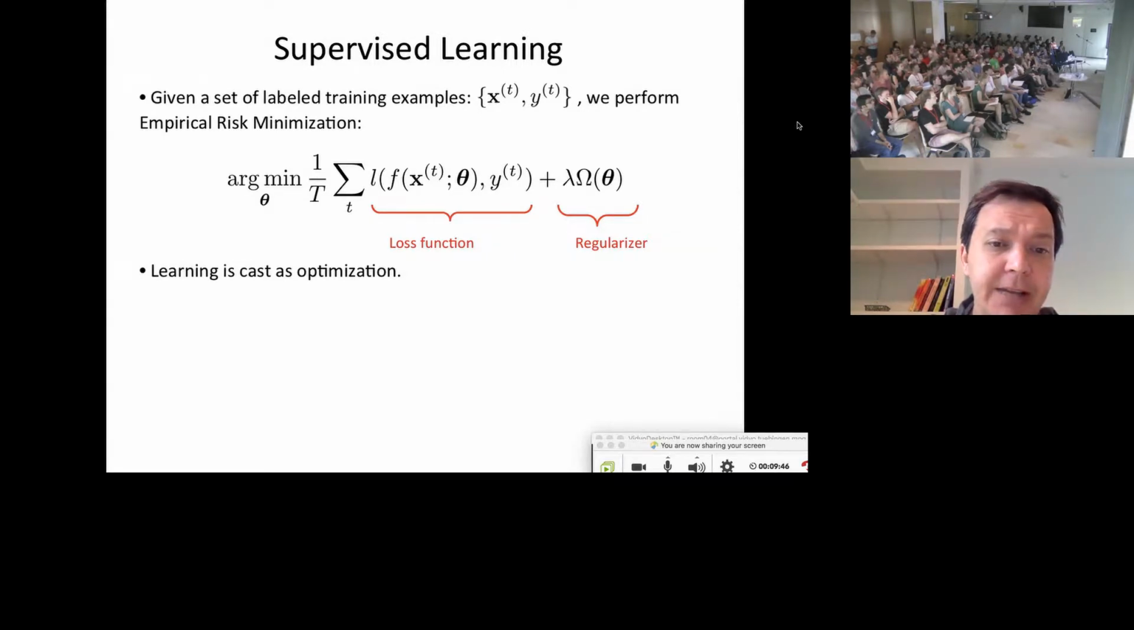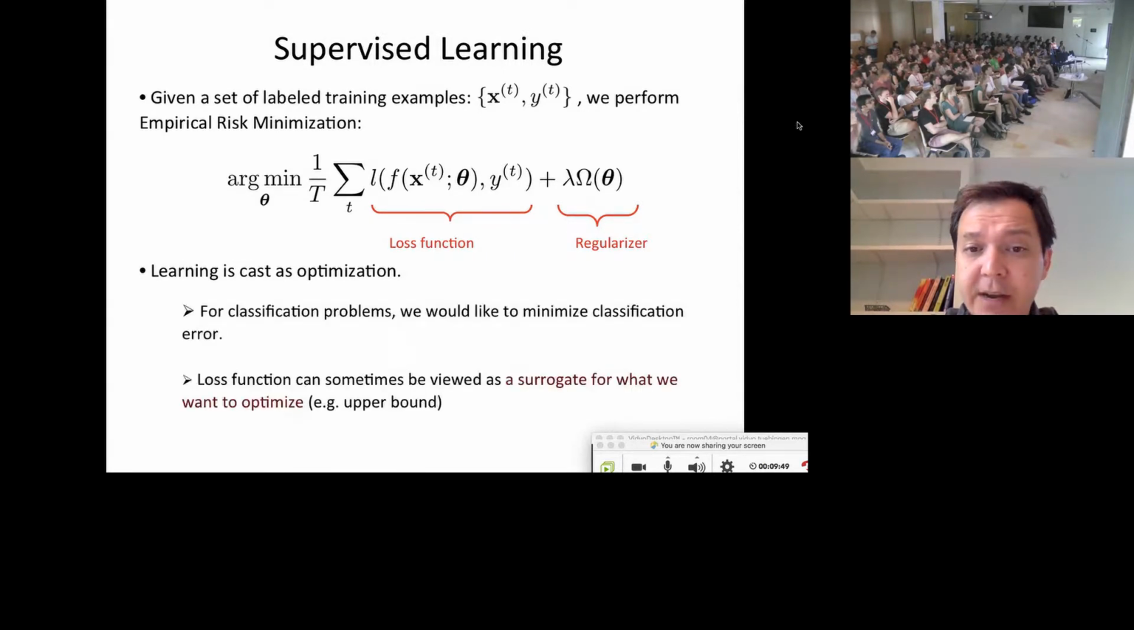So in this case, learning can be cast as an optimization. For example, as I mentioned, for classification problems, we'd like to minimize classification error. But in many cases, the loss function can often be viewed as a surrogate for what we want to optimize. For example, it could be an upper bound. For classification, typically we use cross-entropy error loss. If you're doing regression, you can use L2 error loss and so forth. Okay, but that's the basic setup we're going to be working with.